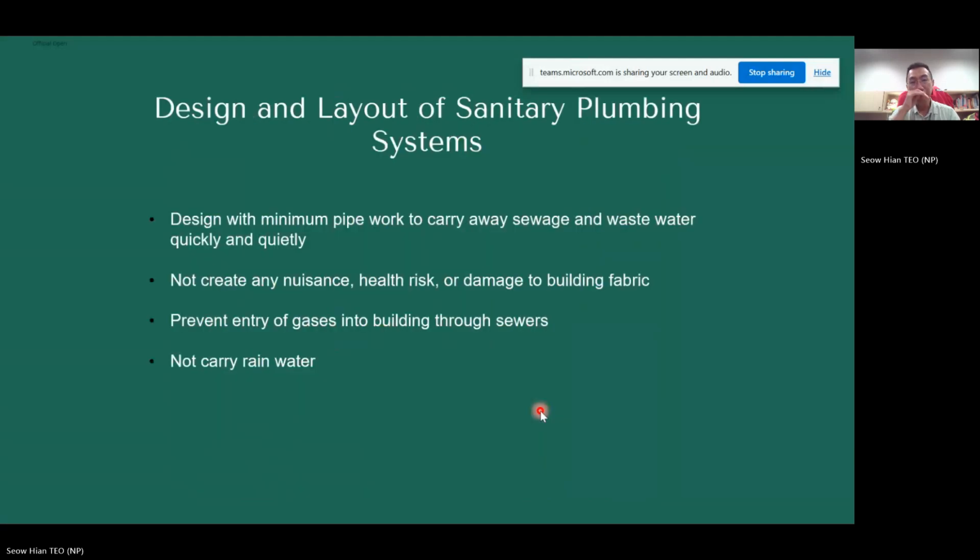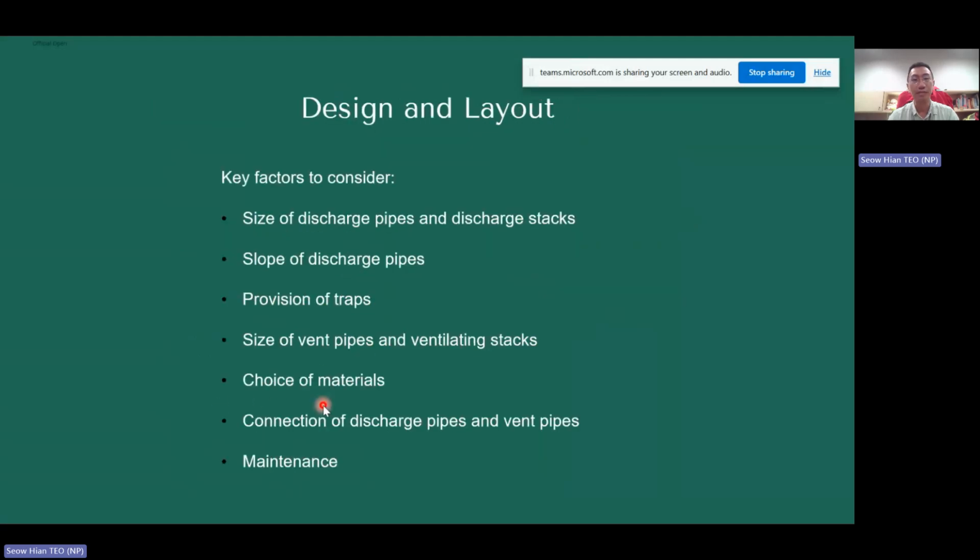So the design layout of the sanitary piping system is designed with minimum work so that it can carry waste away. It does not create any nuisance or health risks or damage to the building. You prevent entry of foul gas into the building through the sewage. That is through the S pipe. So it doesn't carry any rainwater.